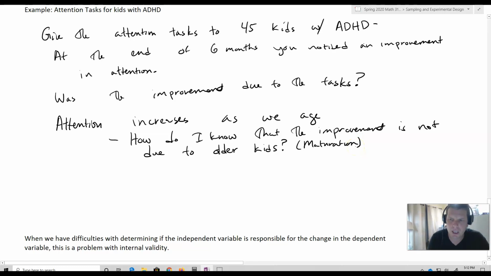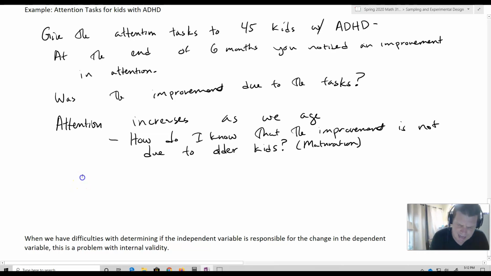That's a problem. It has low internal validity, right? The low internal validity is due to the fact that I cannot eliminate maturation as a reason for improved attention. One of the ways that I might deal with that, to improve the internal validity, is to add a control group. A control group would improve due to maturation. And then I would figure out, did my task group actually improve more than the control group?